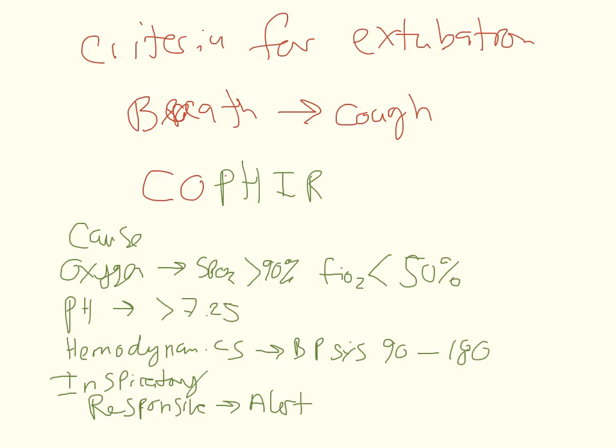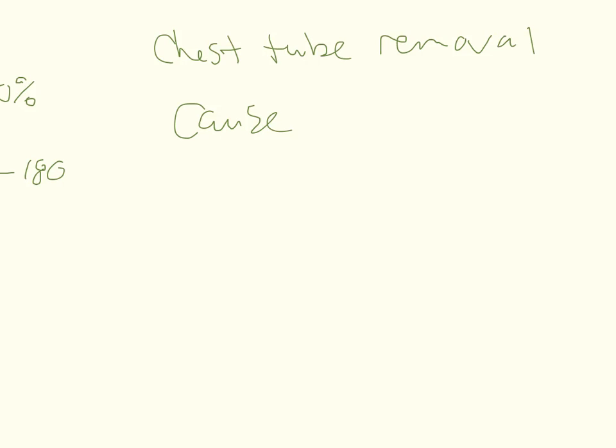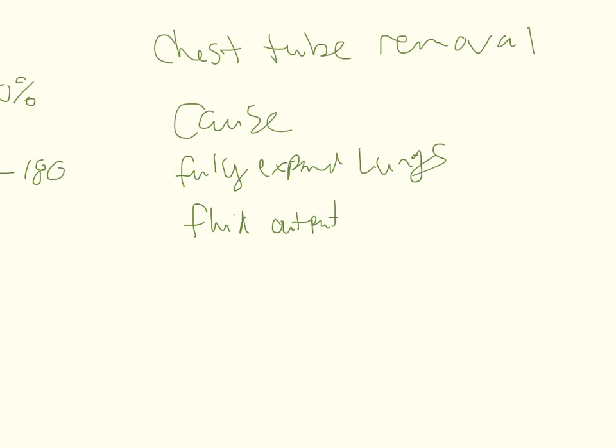Then there was another question about the safe removal of a chest tube, and so we're going to look at that as well. So chest tube removal. The first thing is the cause is taken care of. The second thing is that they can fully expand their lungs. And the third thing is they need to have a pleural fluid output, so fluid in the pleural cavity has an output of less than 200 cc's per day. And lastly, there should be no air leak.